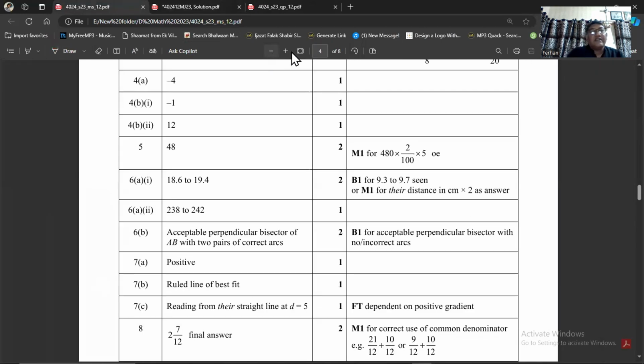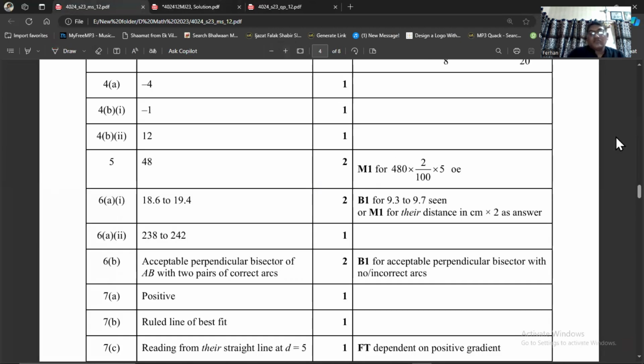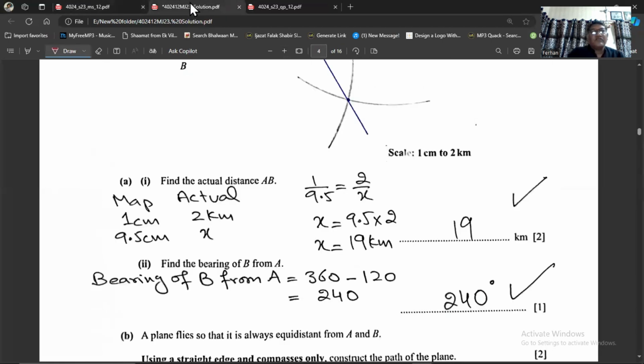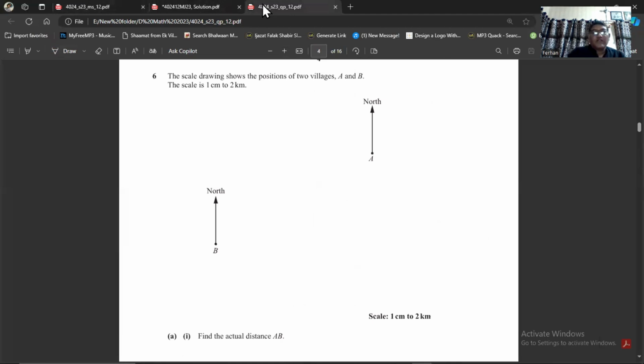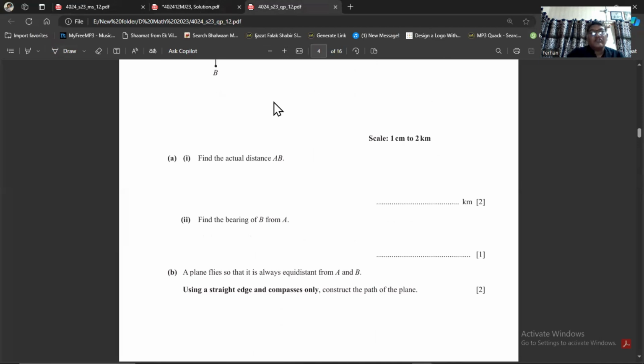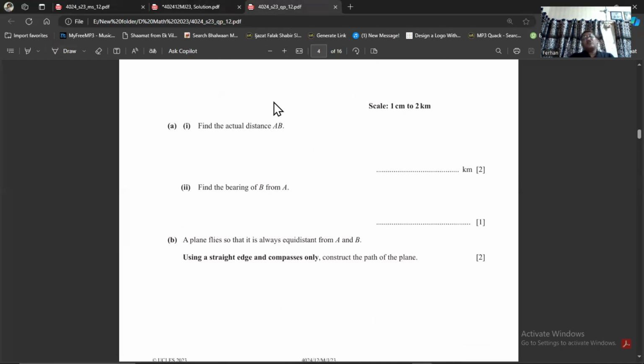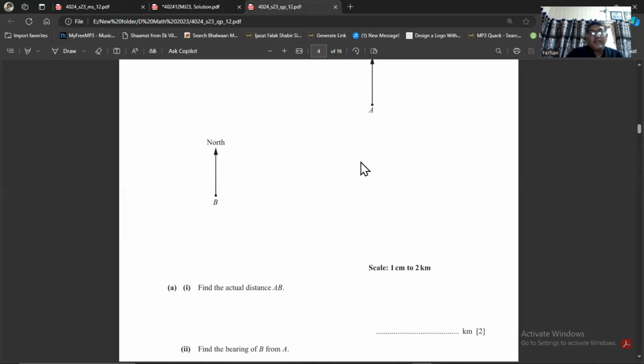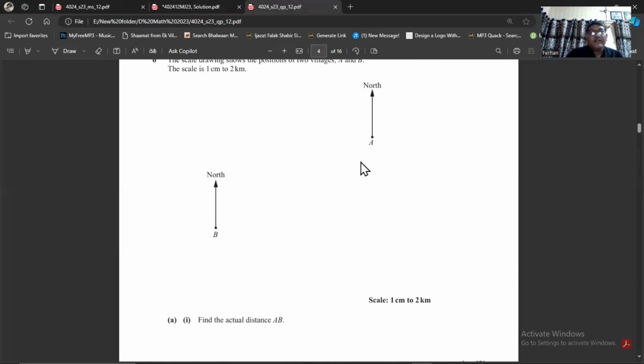So our answer is almost right. Okay, so this was the answer. Then we will go to the next part. Question number 6, first part. The question is find the bearing of B from A. So they want me to find out the bearing of B from A.